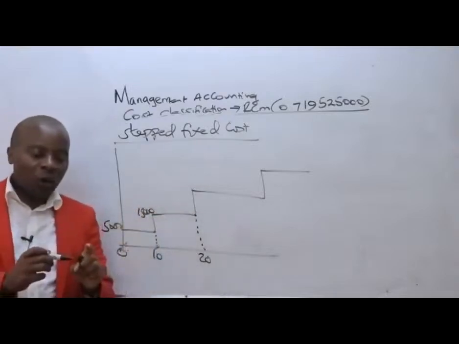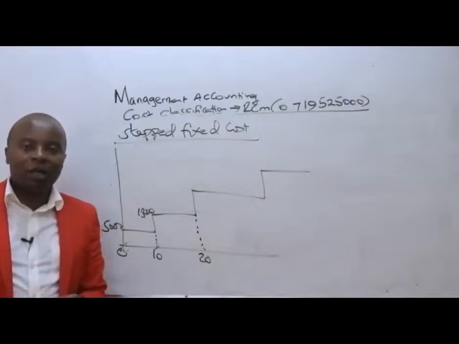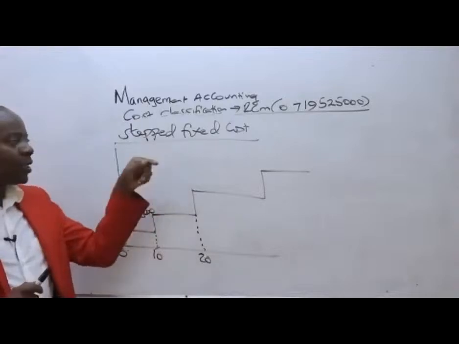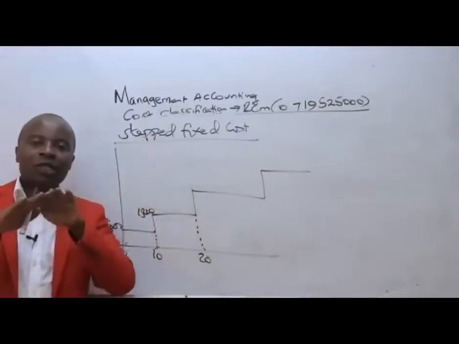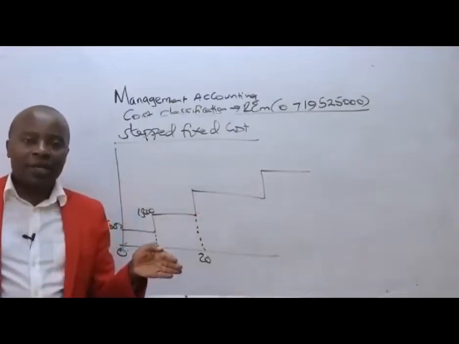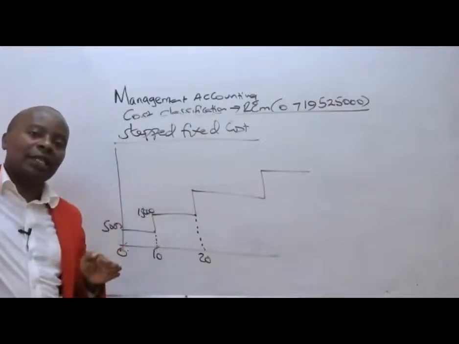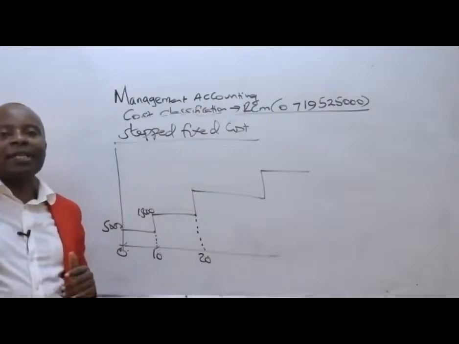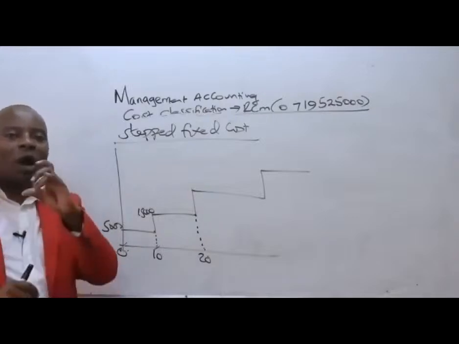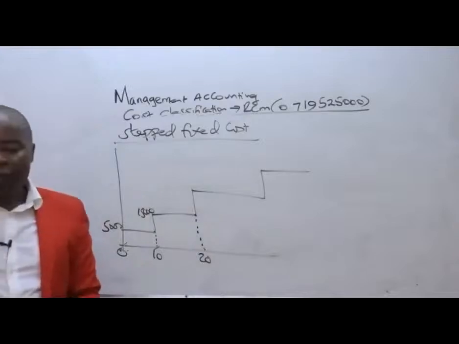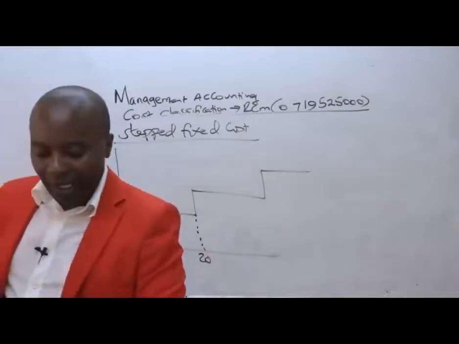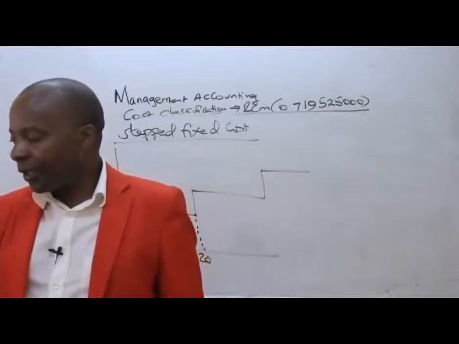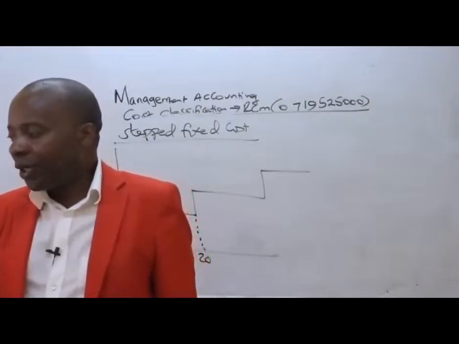Ladies and gentlemen, I would want you to understand this very well, that stepped fixed costs remain constant over some range. Beyond that range, they increase in a lump sum manner. Increasing in a lump sum means increasing with a one-off amount. And ladies and gentlemen, that now marks the end of the behavioral classification. How do they behave in relation to activity?